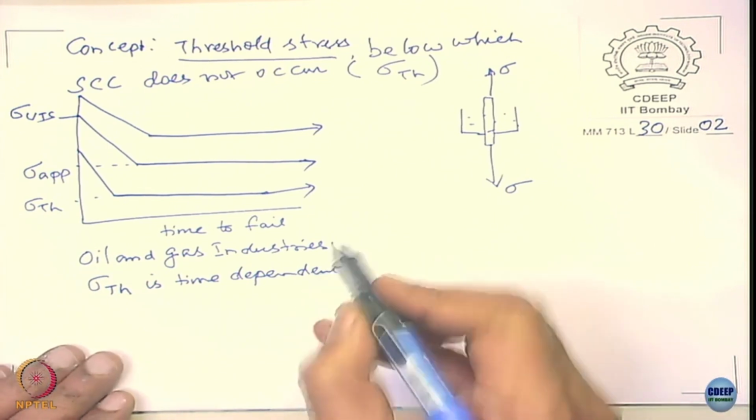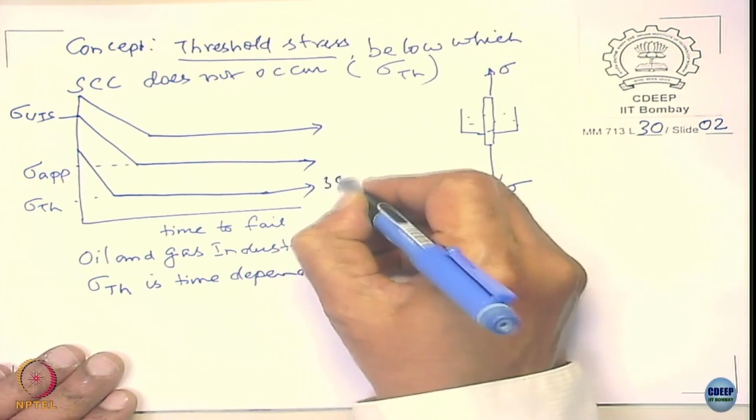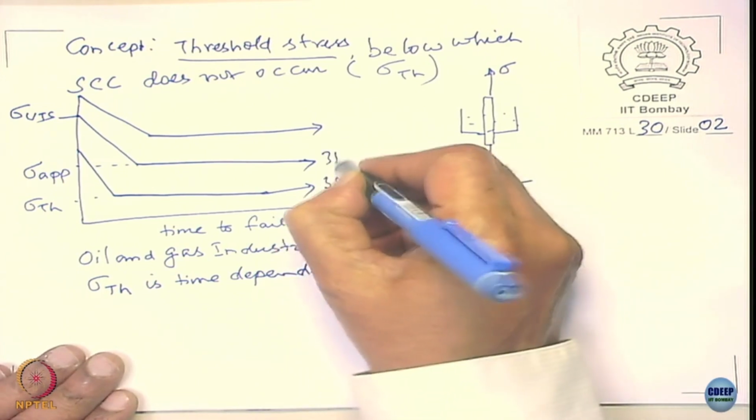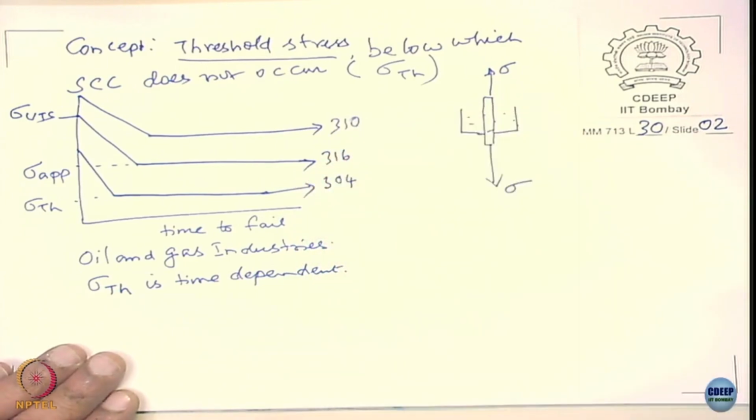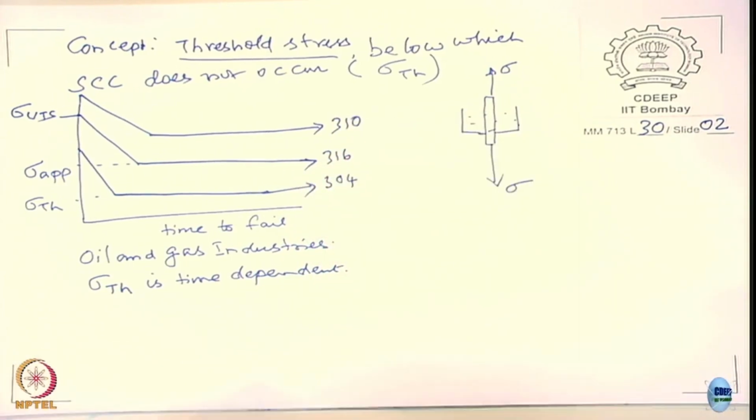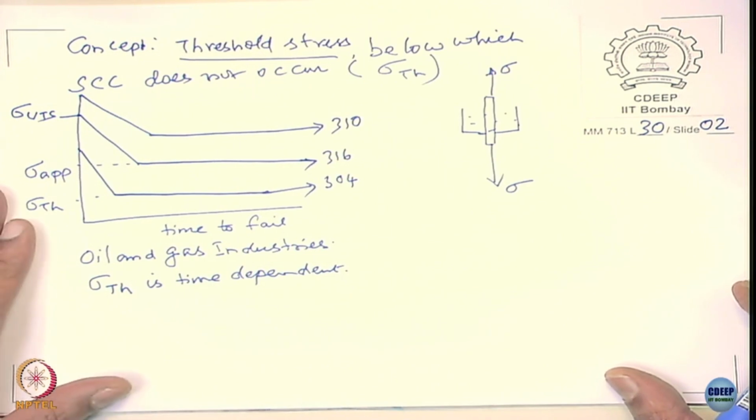Now, for example, I would say this is your 304, 316 and maybe 310, something like that. You can see that it can change. If you are going to use a duplex industrial, things can still go up, and the threshold stress does not remain constant for all the materials, it can change.